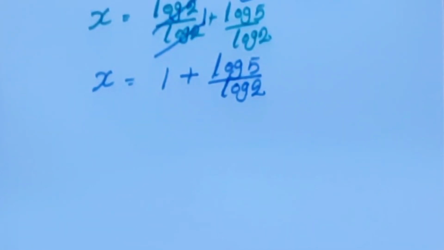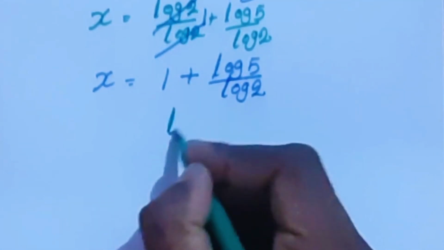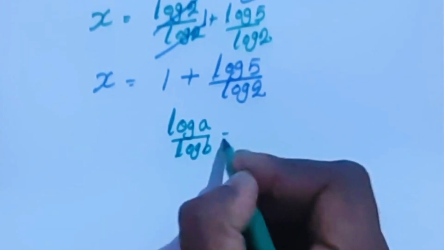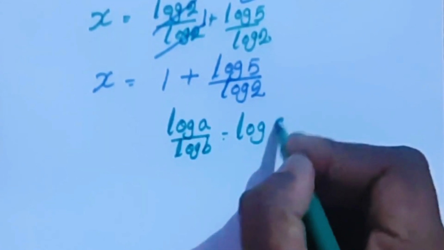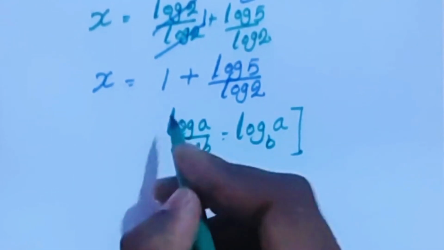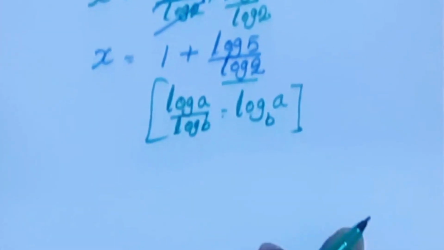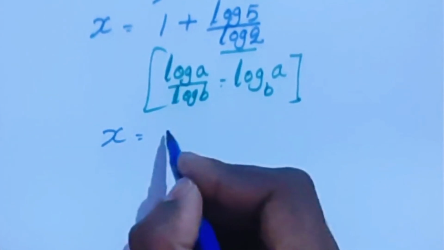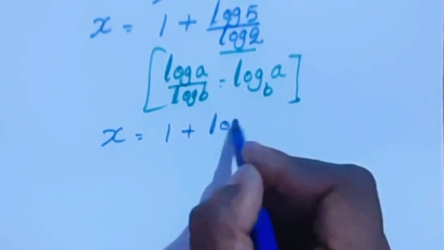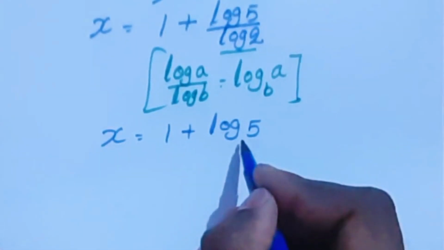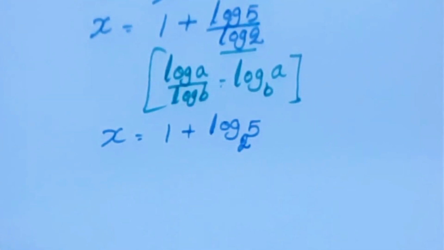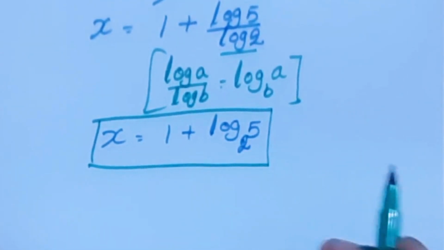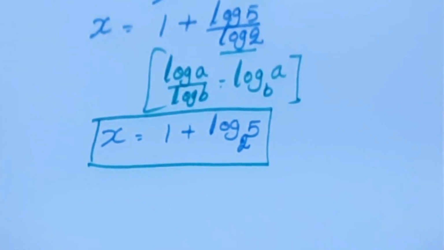Here we are going to apply this log formula, that is log a by log b equal to log a base b. This formula we are going to apply here. So here x equal to 1 plus log 5 base 2. This is the x value. Now we are going to verify this x value with the given equation.